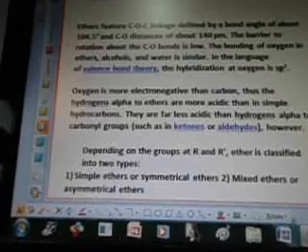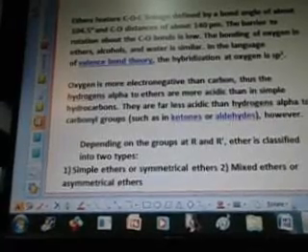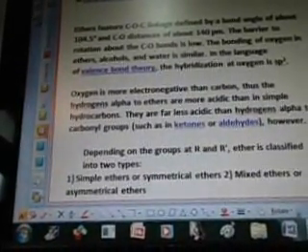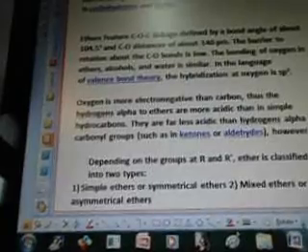Ethers feature a C-O-C linkage defined by a bond angle of about 104.5 degrees and C-O distances of about 140 pm. The barrier to rotation, again we're talking about rotation, so this has something to do with the UFO body, like the outer shell or the inner core. The barrier to rotation about the C-O bonds is low. The bonding of oxygen in ethers, alcohols, and water is similar. In the language of valence bond theory, the hybridization at oxygen is sp3.